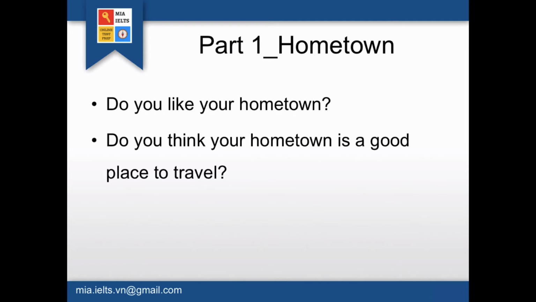Do you think your hometown is a good place to travel? Well, I don't enjoy living or staying in my hometown. We don't have a lot of sceneries, to be honest. So tourism is not a strength of my hometown.